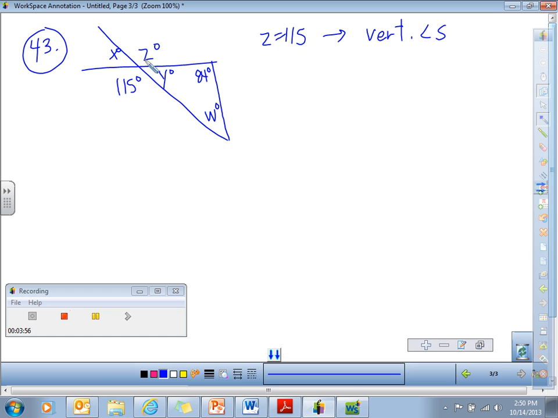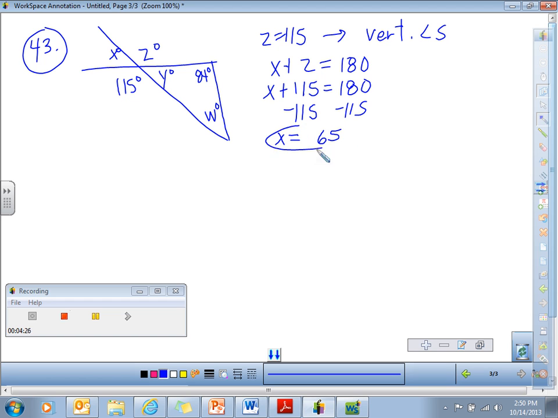Okay, Colin. X and Z are supplementary? Yes, you could say X plus Z is equal to 180. They're a linear pair. They lie on a straight line. We know Z is 115, so we could say X plus 115 is equal to 180. Subtract 115, and what do we have left for X? 65. So X is 65, Z is 115. What else? Okay, Y is 65. X is equal to Y because they are vertical angles. So if X is 65, then Y is 65.